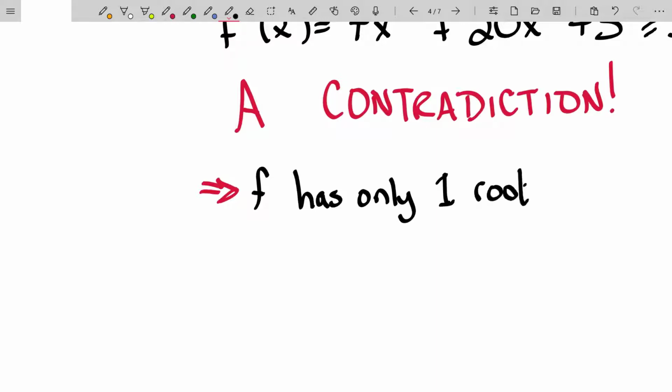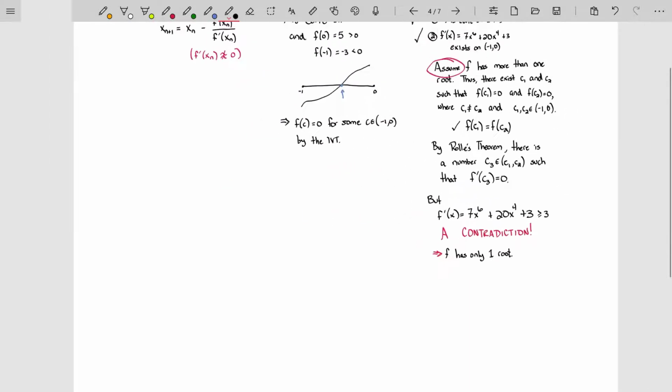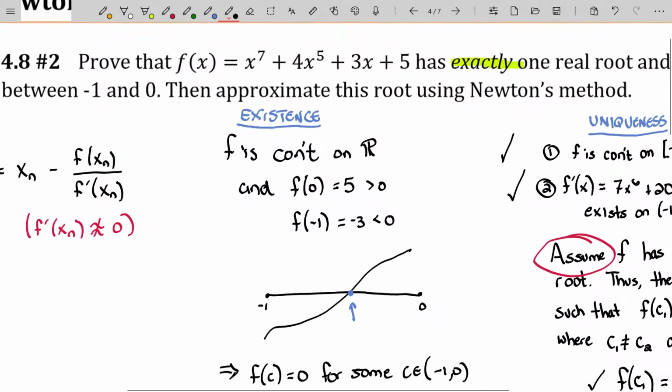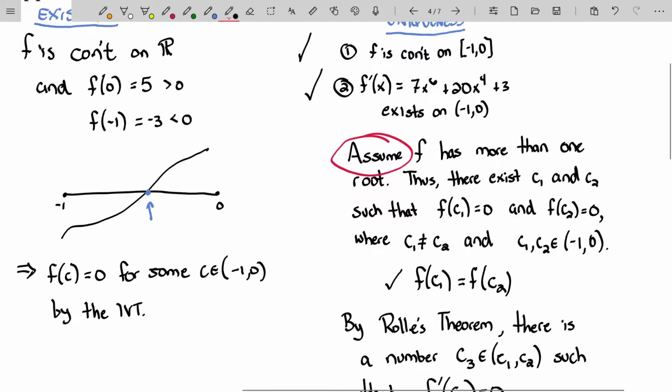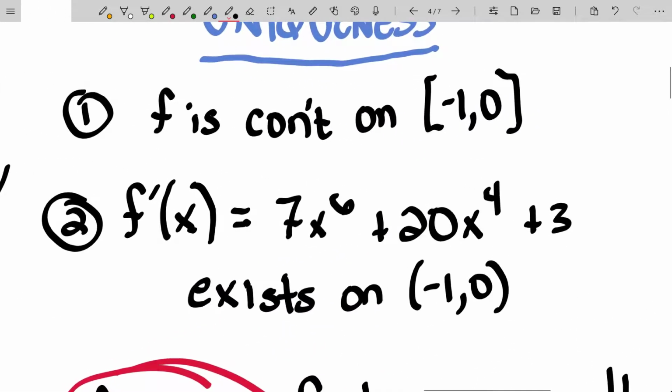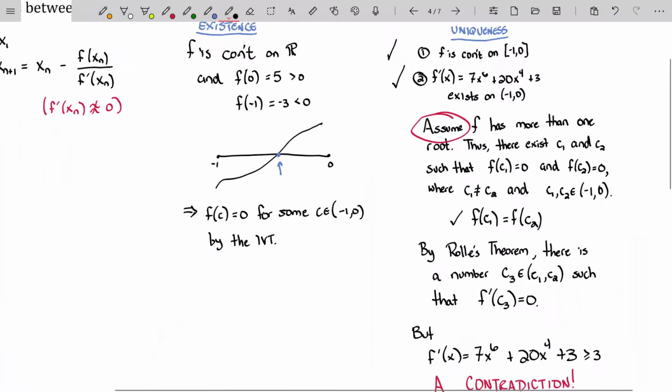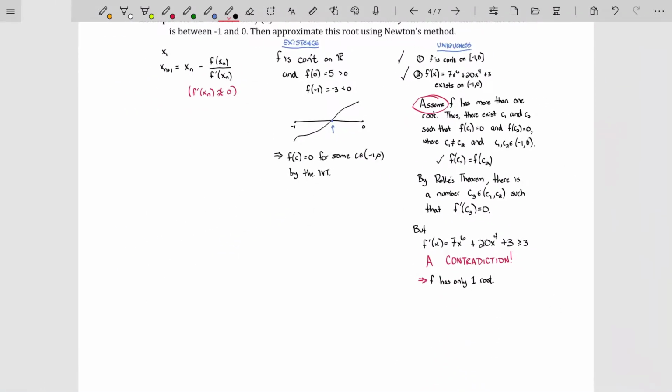Okay, so that's just a review of a problem we did a long time ago. But now we're going to approximate this root using Newton's method. Perfect. Well, we know our derivative. It's this piece right here. That's our derivative. So what I'm going to do is write down the tools I need to use Newton's method to approximate the root.